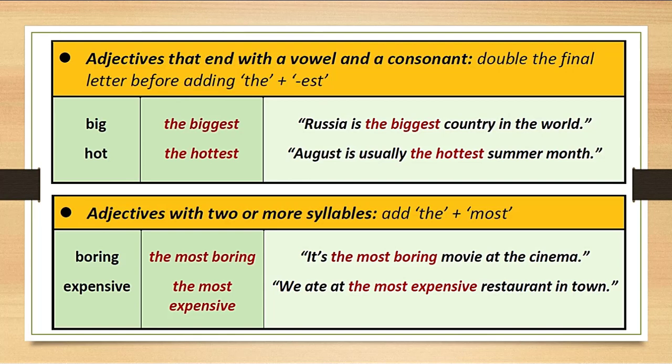Rule number 3. Adjectives with 2 or more syllables, add the plus most. Boring, it becomes the most boring. It's the most boring movie at the cinema. Expensive, it becomes the most expensive. We ate at the most expensive restaurant in town.